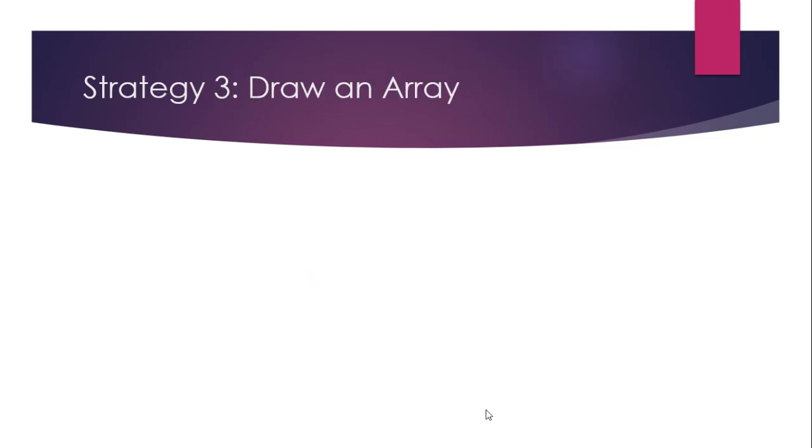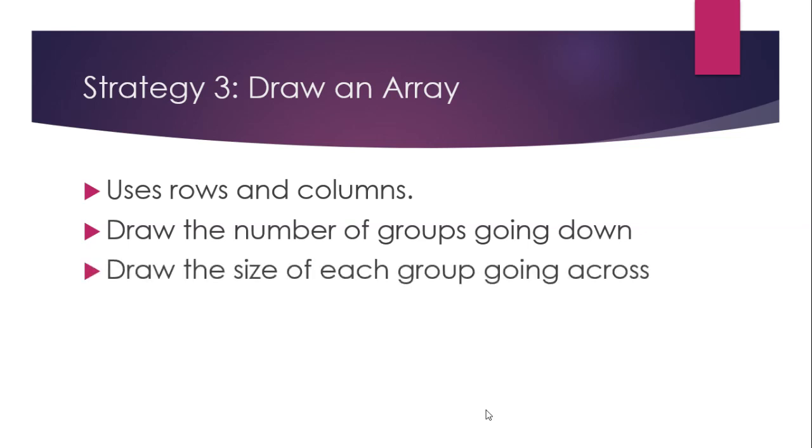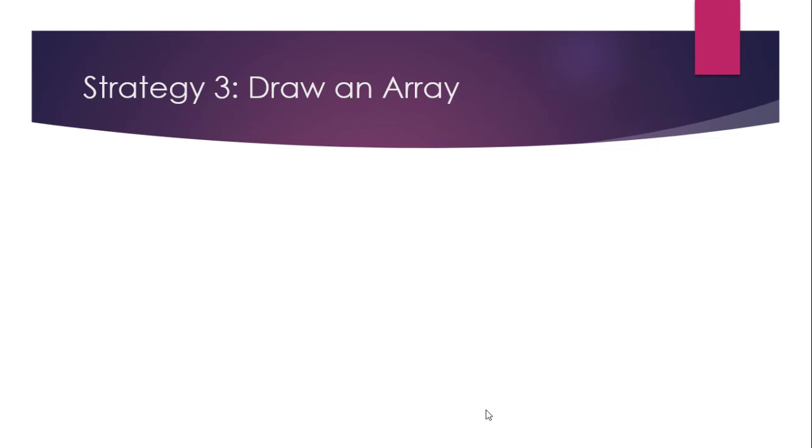The last strategy we're going to try is draw an array. An array uses rows and columns to show the problem. You're going to draw the number of groups that you have going down, and you're going to draw the size of each group going across. So let's look at this in action so that we can see how it works.